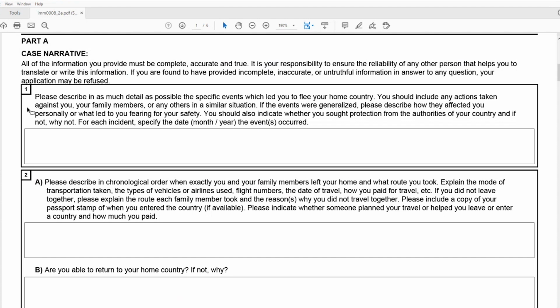If the events were generalized, you need to describe how they affected you personally and what led you fearing for your safety. You should also indicate whether you sought protection from the authorities of your country, and if not, why didn't you? So for each incident that happened, specify the date that the events occurred. So when you explain the specific events, you want to explain them in chronological order. That means you're going to put things in order by date.